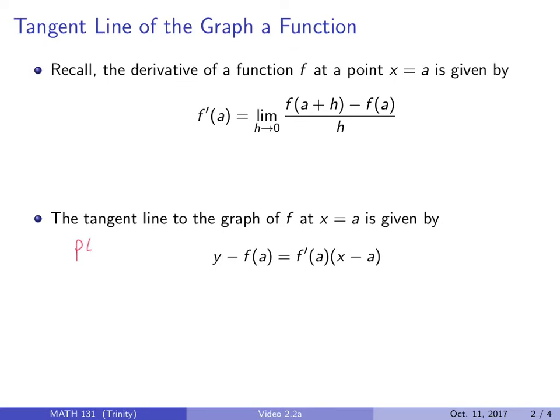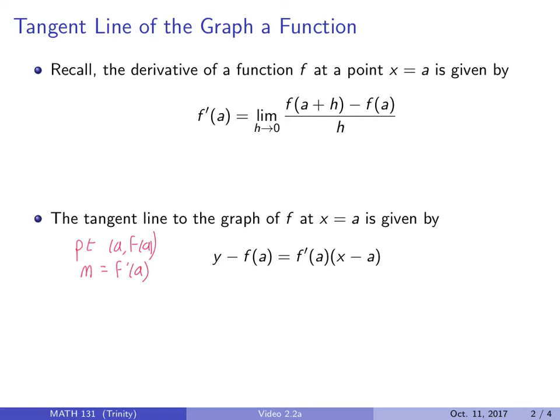So using the point a comma f of a, and the slope f prime of a, if we plug those into the point-slope form of the line, we get the equation y minus f of a equals f prime of a times the quantity x minus a. So this gives us the equation of our tangent line to the graph of f at the point x equals a.